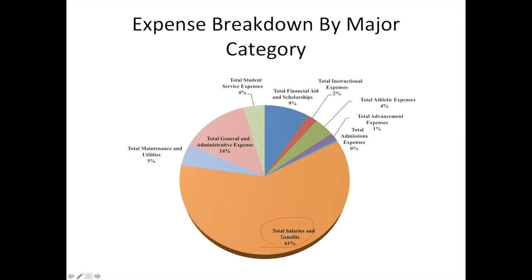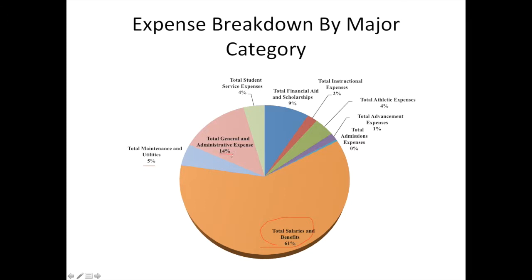Again, if you decide to increase the salaries by 1 or 2%, this number goes up. And if that goes up and your income doesn't change, or your income goes down, how do you pay for that? In this particular school, 5% of the entire budget is spent on maintaining the building and paying for utilities.